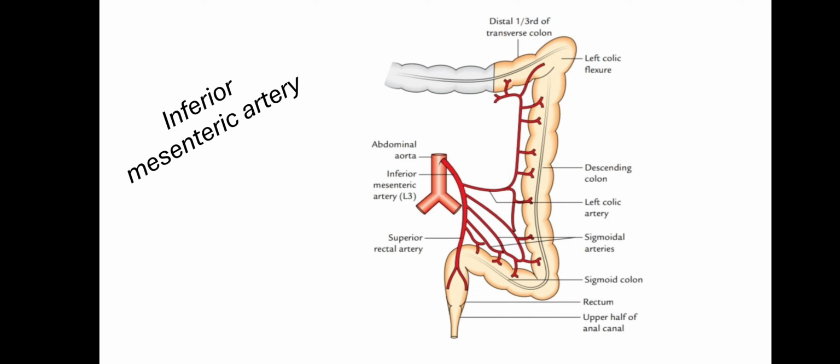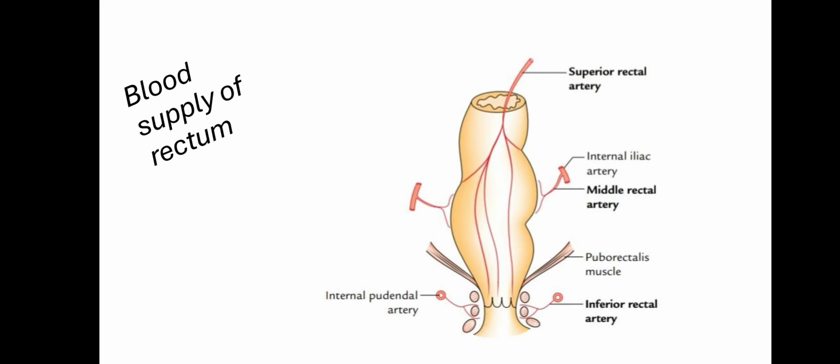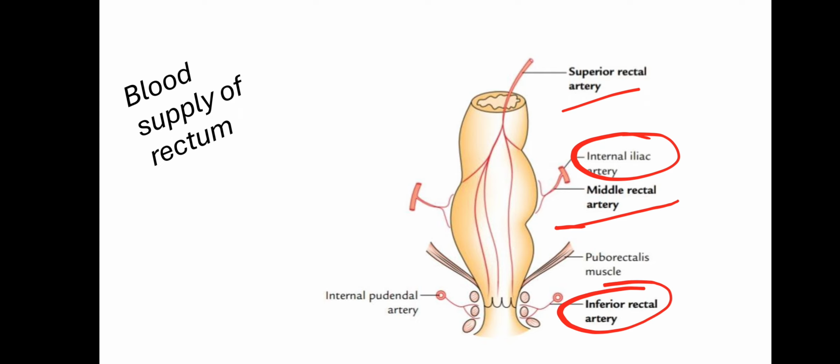So now that we have seen about the upper part of the rectum, we will see about the rest of the rectum. The upper part of the rectum is supplied by superior rectal artery, which is a continuation of inferior mesenteric artery. The middle part is supplied by the middle rectal artery, a branch from the anterior division of internal iliac artery. And the lower part is supplied by the inferior rectal artery, a branch from the internal pudendal artery, which in turn is a branch of internal iliac artery. So we have the superior, middle and inferior rectal arteries.